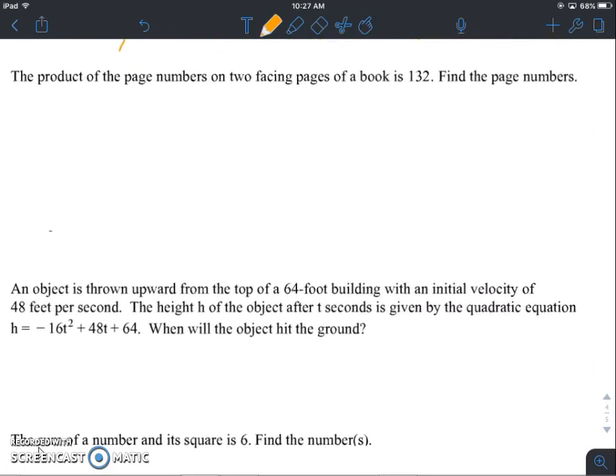The product of the page numbers of two facing pages of a book is 132. So just like we do consecutive numbers, it's going to be x times x plus 1 equals 132. And I'll leave you guys to work that one.